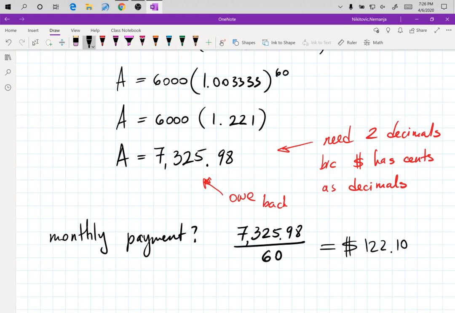Oh, it's per month, because we had the question whether the 122 is per week or per month. It's per month, because remember, you are paying for 5 years and there are 12 payments a year, right? So 12 times 5 is 60. You have 60 payments, 60 months. So this is per month for 5 years. So that's what we have.